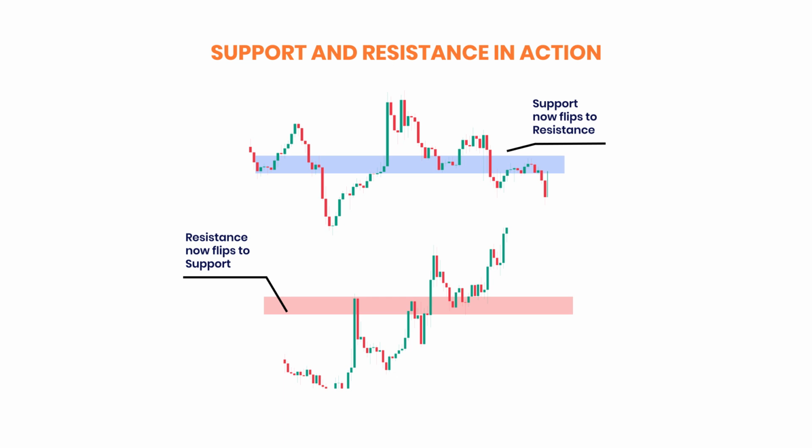There are other representations of support and resistance, such as trend lines and round numbers or psychological levels. I'll cover that later in another video. Now, let's focus on identifying support and resistance using pure price action.